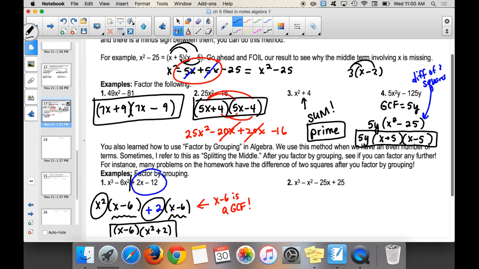Done. How do I know x squared plus 2 doesn't go any further? Is it the difference of two squares? No, not a difference because there's a plus, and 2 isn't even a square. So I'm done. But we always look for things like that.